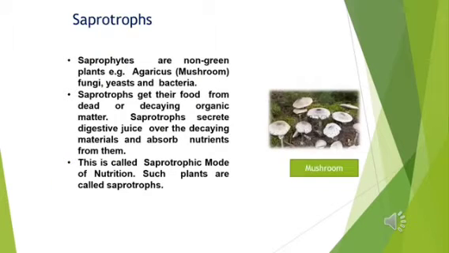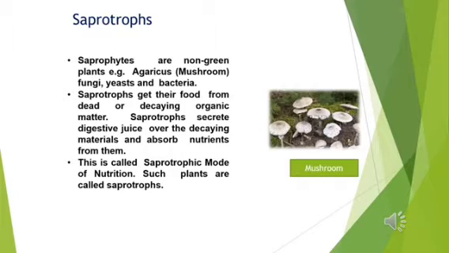Now children, we have spoken about insectivorous plants and parasitic plants. I hope you have understood the difference between the two. So now let us continue with the next mode of nutrition, that is saprotrophic nutrition. What do we mean by saprotrophic mode of nutrition and what are saprophytes?